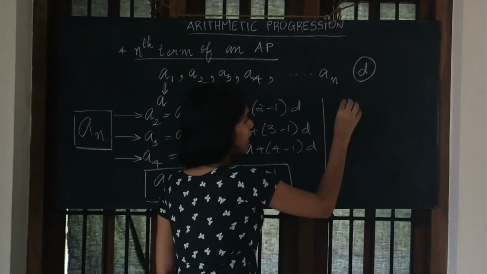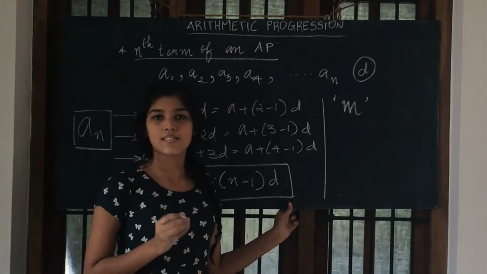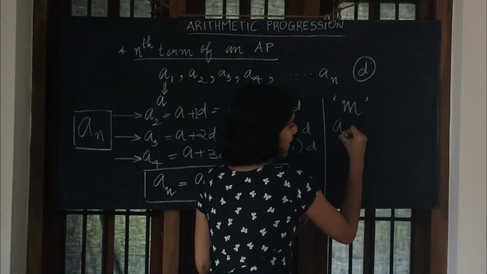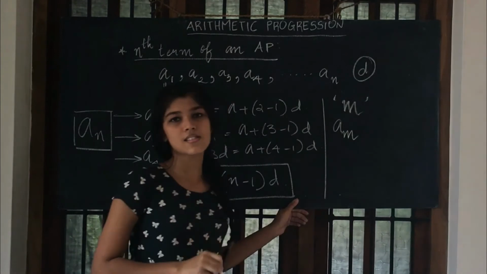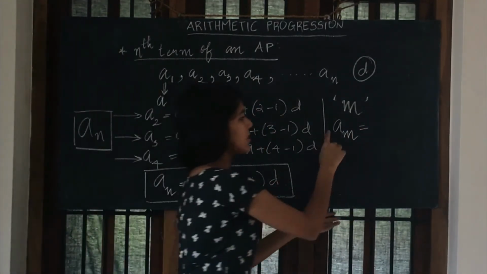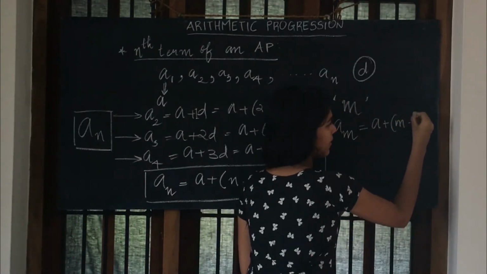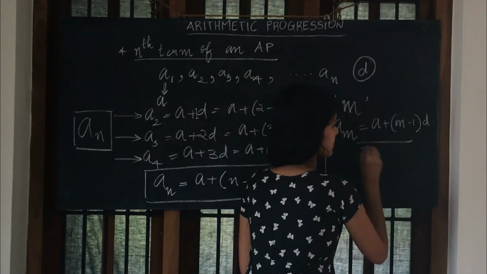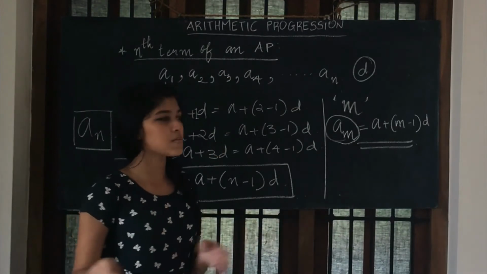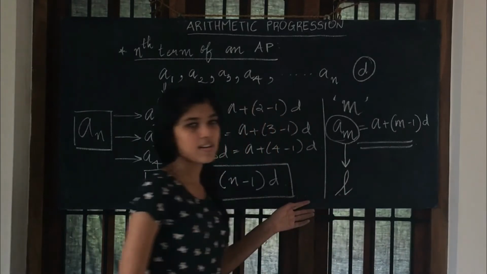Also, if an AP is having total number of terms as m, AM would be the last term of that AP. We can find that with the same equation, that is AM is equal to A plus m minus 1 into D. As AM is the nth term or the last term of an AP, it is also denoted by small letter L.